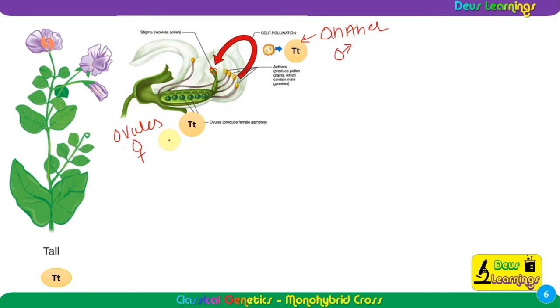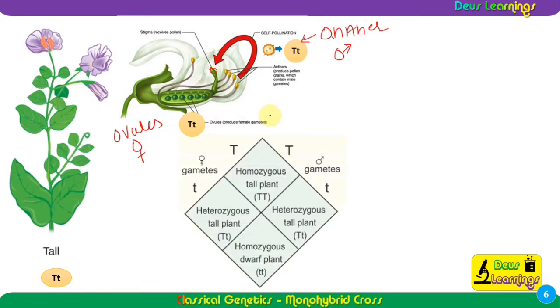And then let's try to cross them, right? And see, this type of square-shaped structure, we call a Punnett square. This was first designed by Punnett, so we call it the Punnett square.